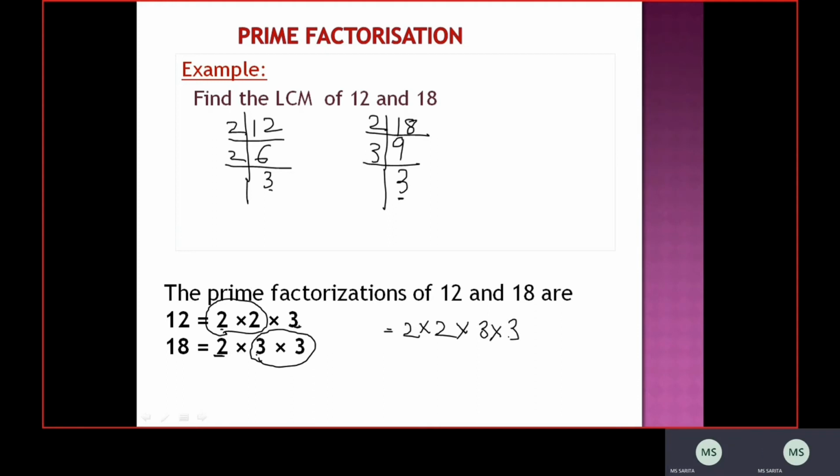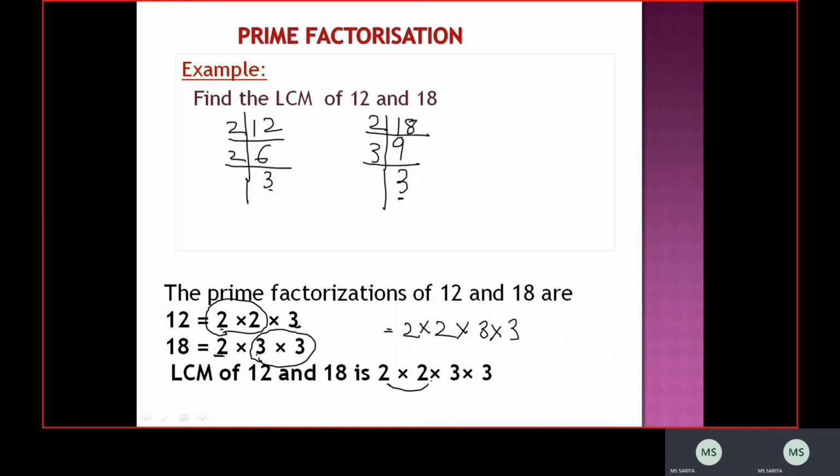In the first situation 2 was repeating maximum time. In second, 3 was repeating maximum number of times. No other number is there, so LCM will be 2 into 2 into 3 into 3. So what we have to do, we have to take which number is repeating maximum, in which part it's repeating maximum number of times.